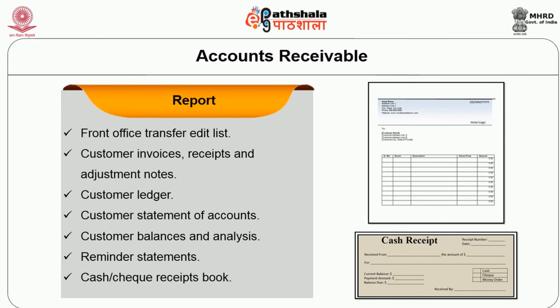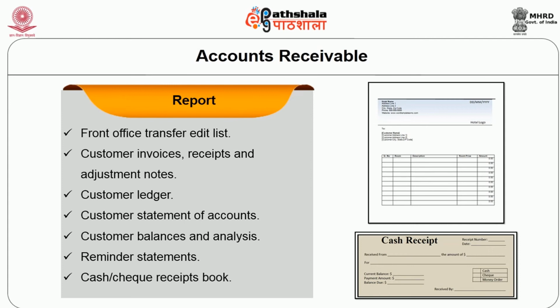Receipt and adjustment notes: if any adjustment is needed in that particular service or items given, then it is noted in the adjustment note. Next is the customer ledger, where you maintain all the customer transactions, or anything concerned with the customer, in this ledger book. Next is customer statement of accounts.